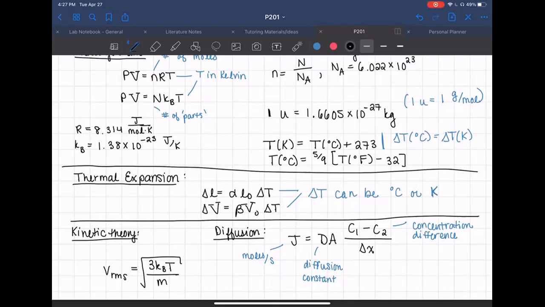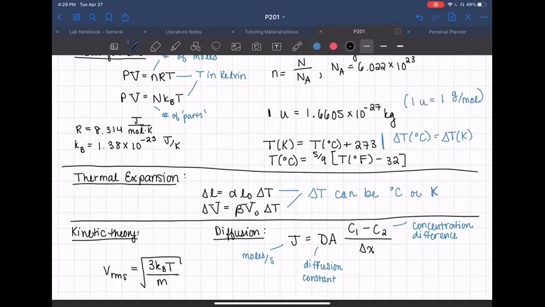Since this is one that is used a little bit less often, I just made the notes that the capital C's here are going to be the concentrations. So the difference between the two in the numerator would be the concentration difference. That capital D is a diffusion constant for whatever fluid or gas or whatever you're looking at. And then J, the units for J should be the number of moles per second passing through. And then capital A is the cross-sectional area and delta X would just be some length. Those are kind of the standard things.